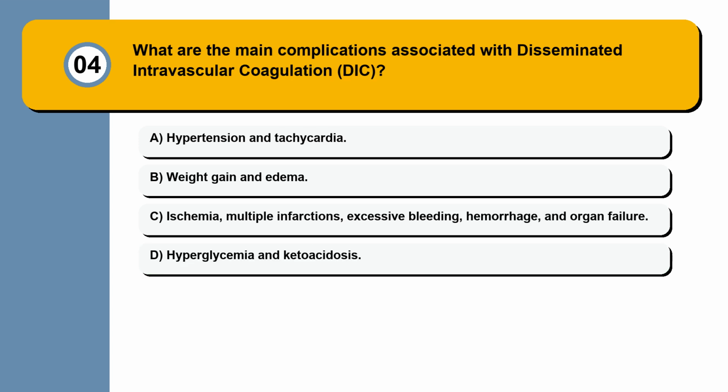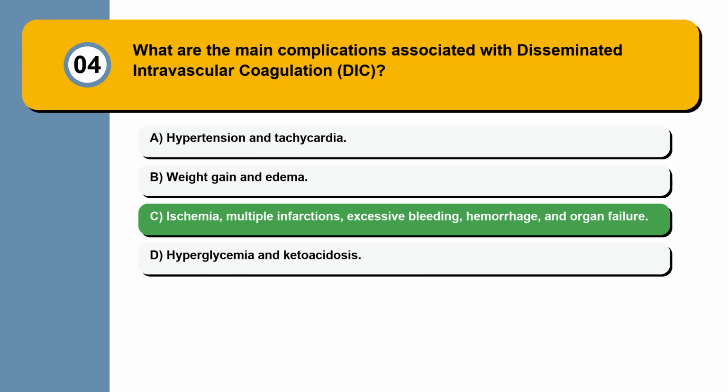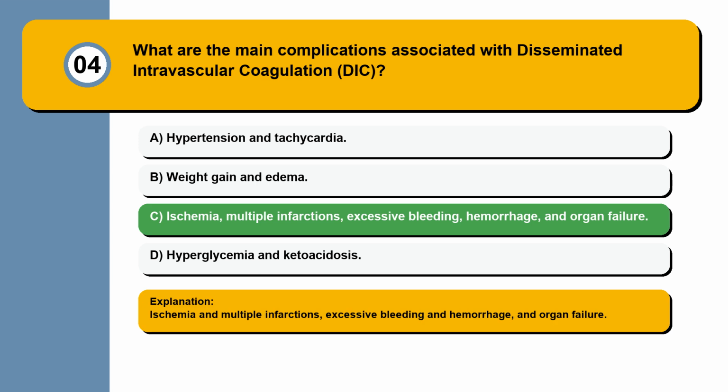Question 4. What are the main complications associated with disseminated intravascular coagulation, DIC? Hypertension and tachycardia, weight gain and edema, ischemia, multiple infarctions, excessive bleeding, hemorrhage, and organ failure, hyperglycemia and ketoacidosis. Ischemia and multiple infarctions, excessive bleeding and hemorrhage, and organ failure.